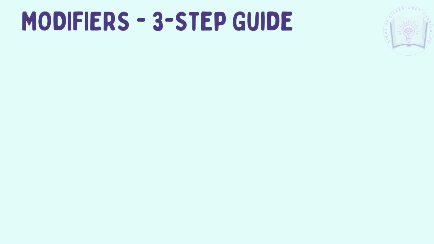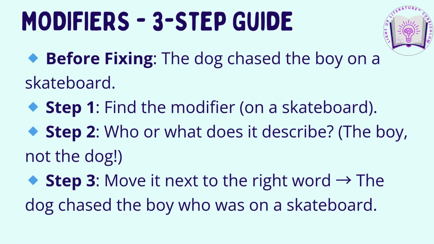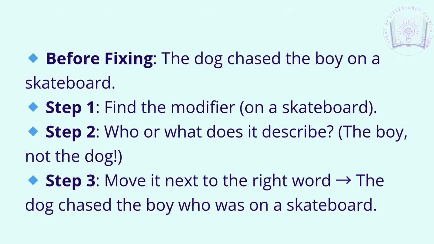So let's look at our 3-step guide. First, before we go fixing anything, the dog chased the boy on the skateboard. First, what is our modifier? Our modifier is on the skateboard. Who or what does it describe? The boy? Not the dog. So move it next to the right word. The dog chased the boy who was on a skateboard. So sometimes when we're working with misplaced modifiers or dangling modifiers, we have to add subjects or change the sentence. And that can be a little challenging without enough practice.